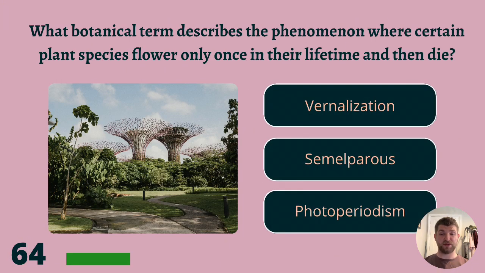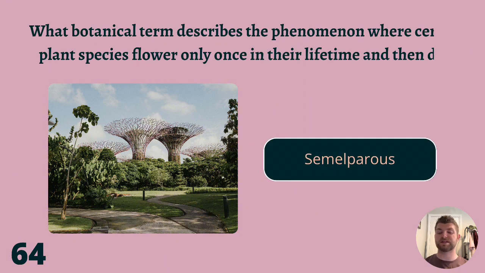What botanical term describes the phenomenon where certain plant species flower only once in their lifetime and then die? Vernalization, semilparus, or photoperiodism? The answer is semilparus.